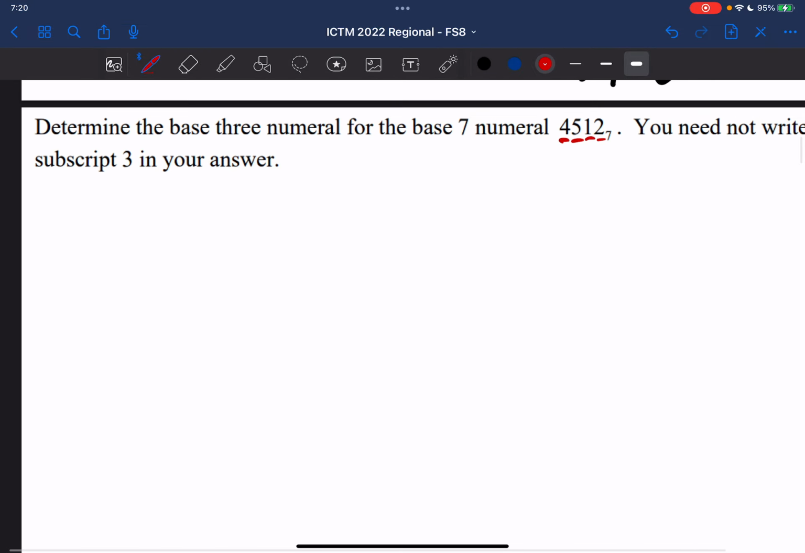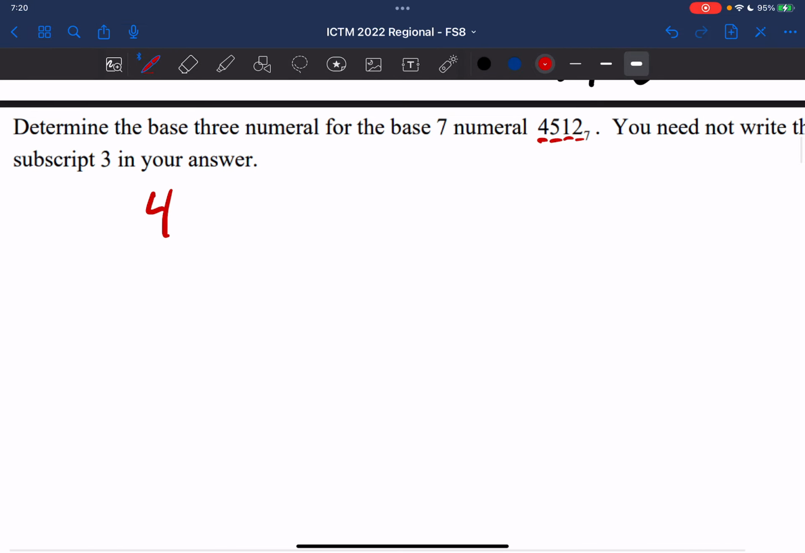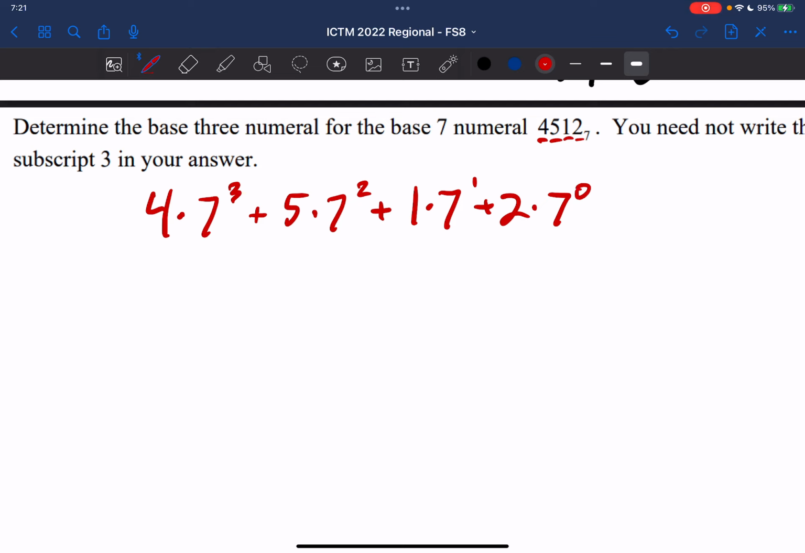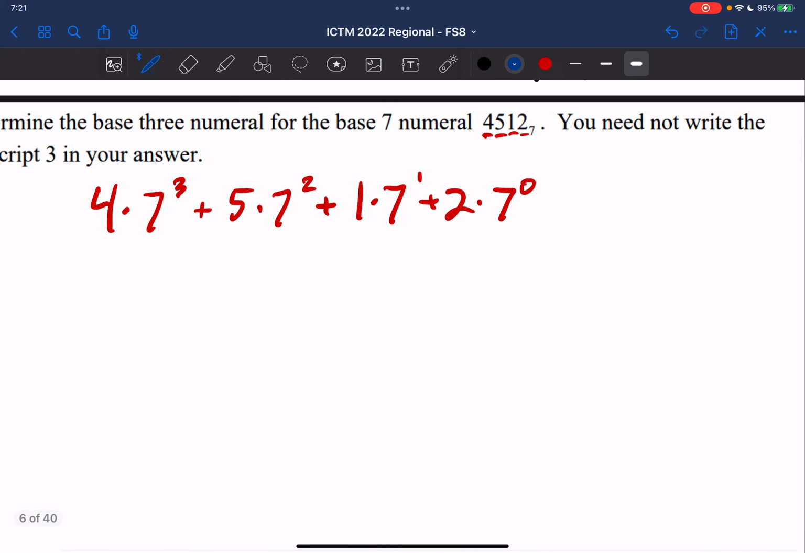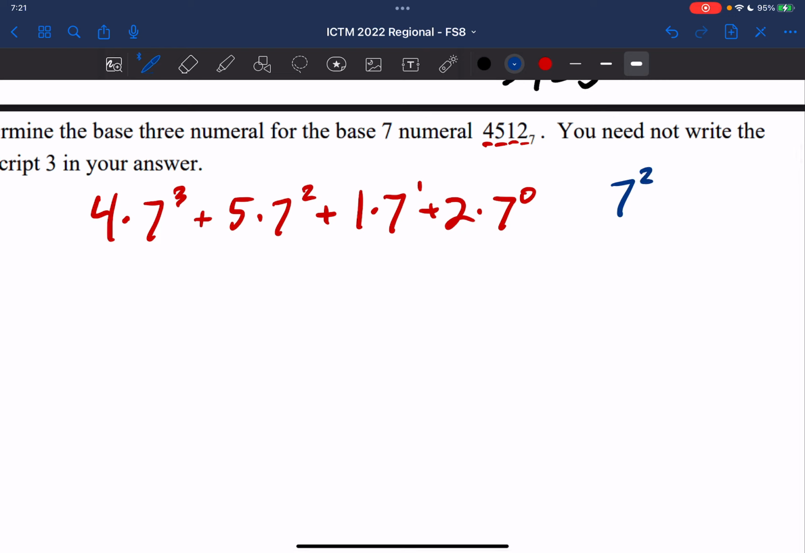Well, this in base 7 is 4 times 7 to the third, and then 5 times 7 squared, and then 1 times 7 to the first, and then 2 times 7 to the 0. Now 7 to the 0 power is just 1. Now off to the side, got to do a little multiplying here to remind ourselves. Now 7 squared is 49.